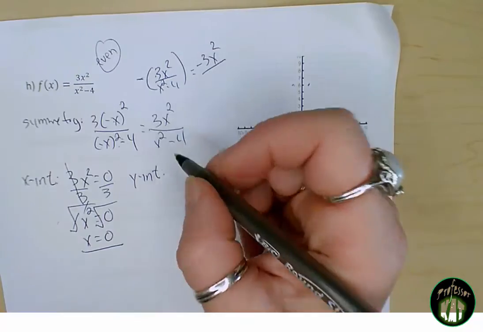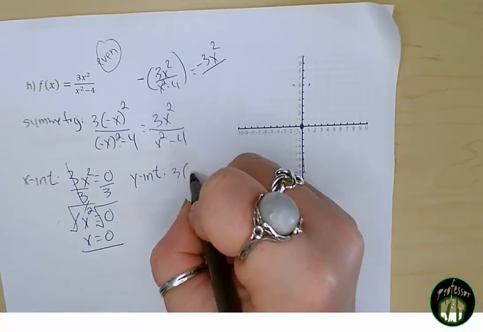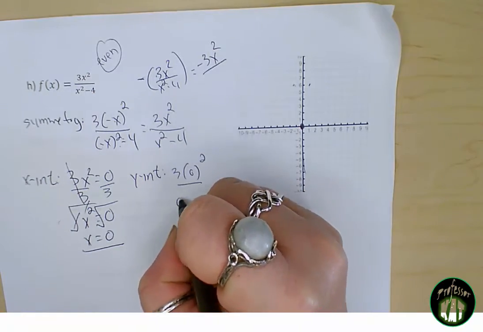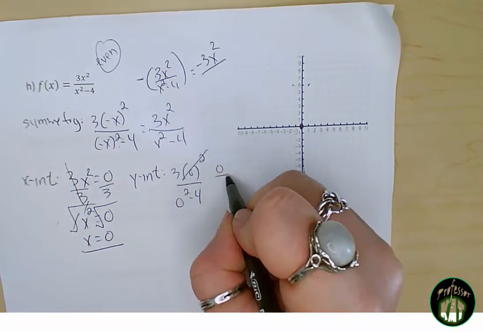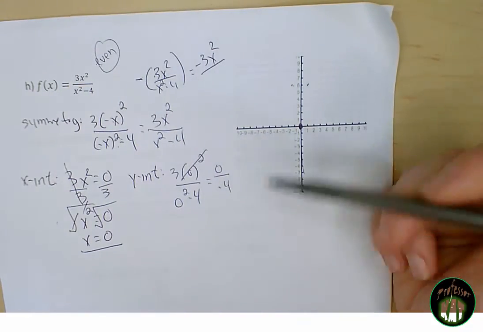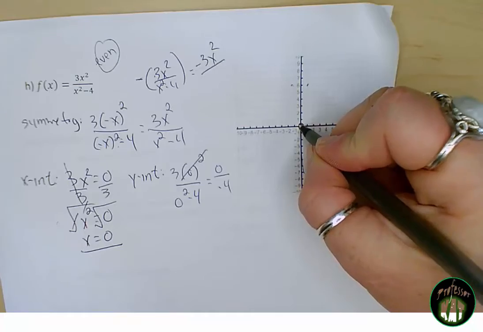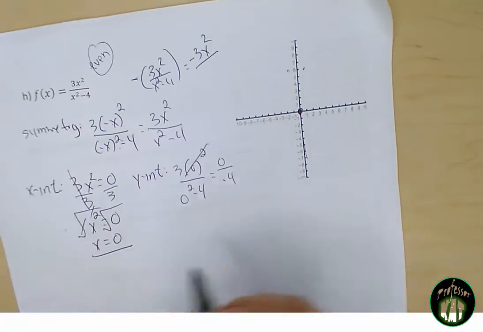So we can see here when we find the y-intercept, we should just get 0. Keep in mind that finding the y-intercept, you are plugging in 0 into your function and simplifying, but we get a 0 in the numerator over a negative 4, which is still a 0. So this point here represents our x-intercept and our y-intercept there.